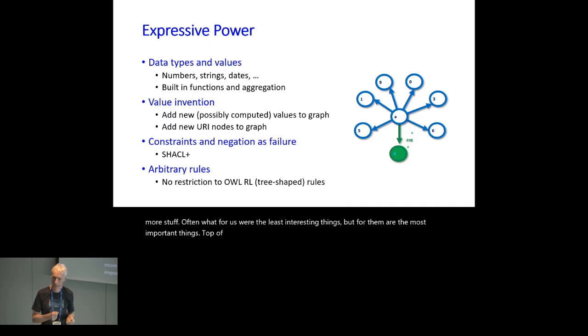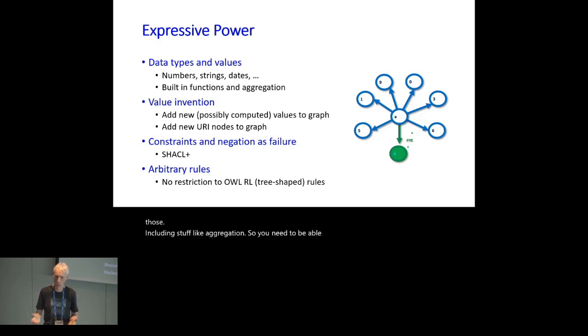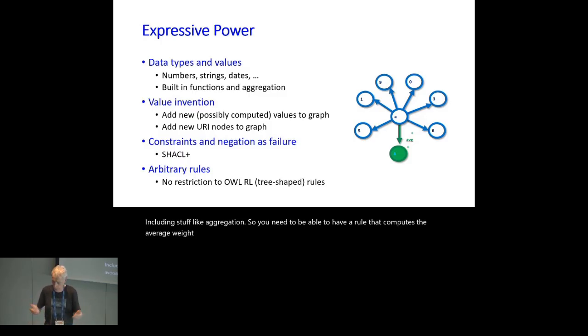Top of the list for this kind of thing is numbers, strings, dates. You need a whole bunch of reasoning things that can cope with those, including stuff like aggregation, so you need to be able to have a rule that computes the average weight of a thing, or the total weight of a thing being the sum of all of the weights of its parts, this kind of stuff.